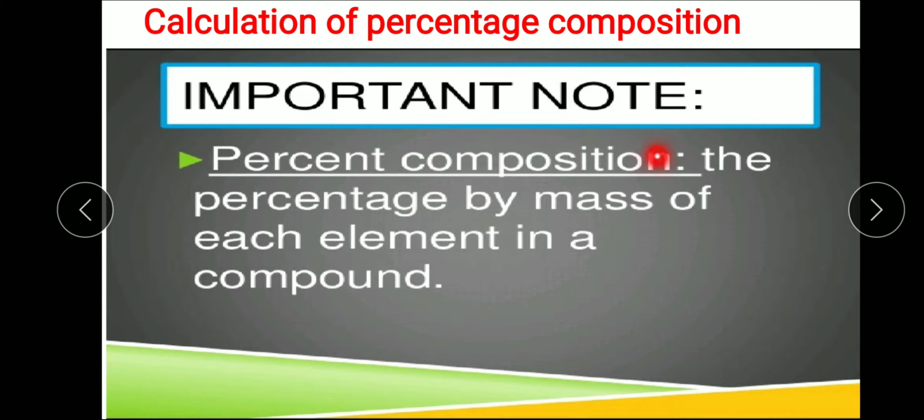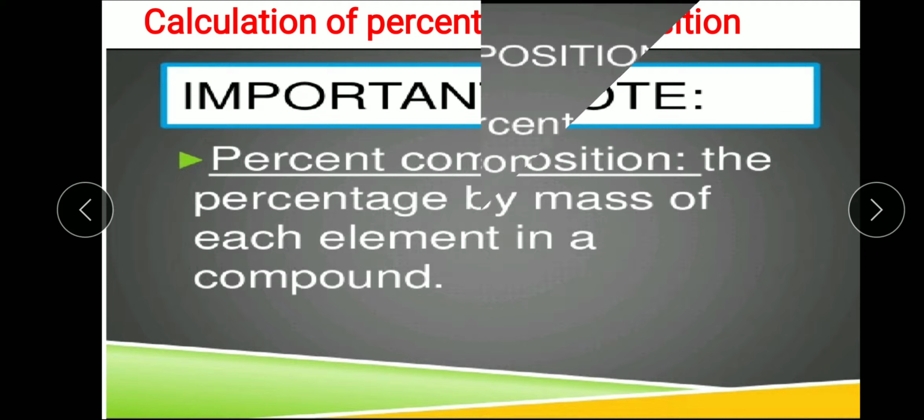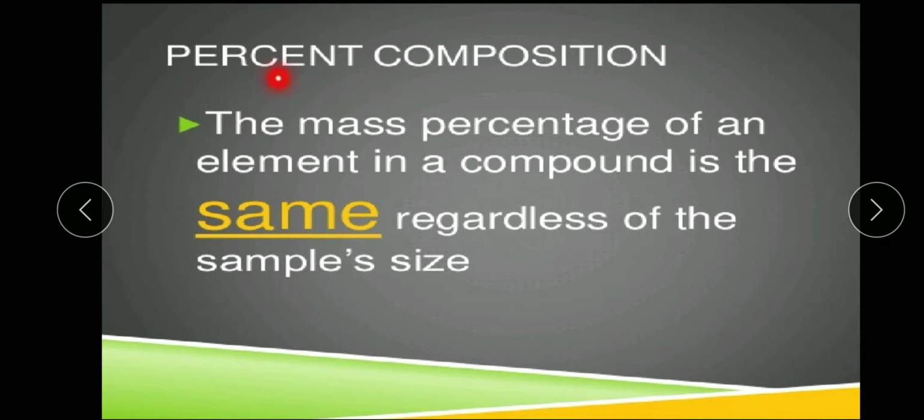Percentage composition is the percentage by mass of each element in a compound. The mass percentage of an element in a compound is the same regardless of the sample size. Having information about the percentage composition of a compound will allow you to determine the mole ratio of elements present in a compound. Once you have this, you can find the ratio of ions in a compound.